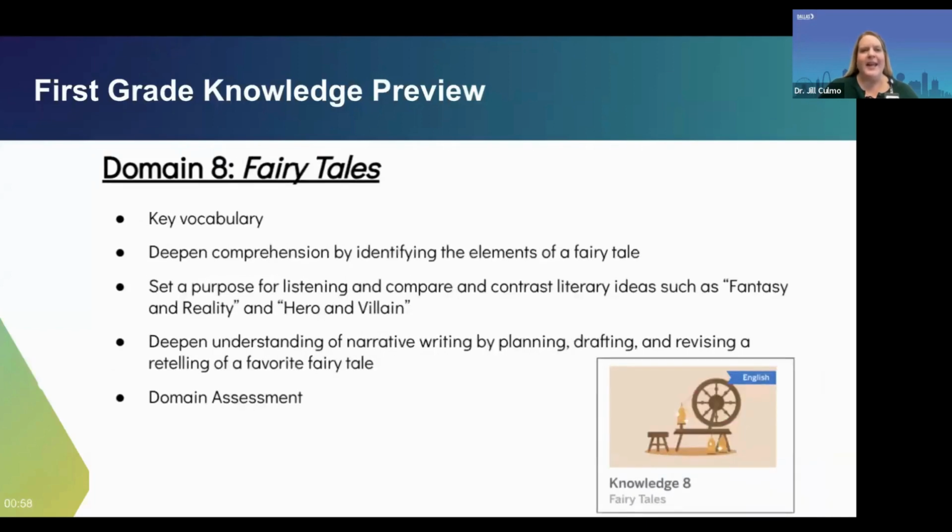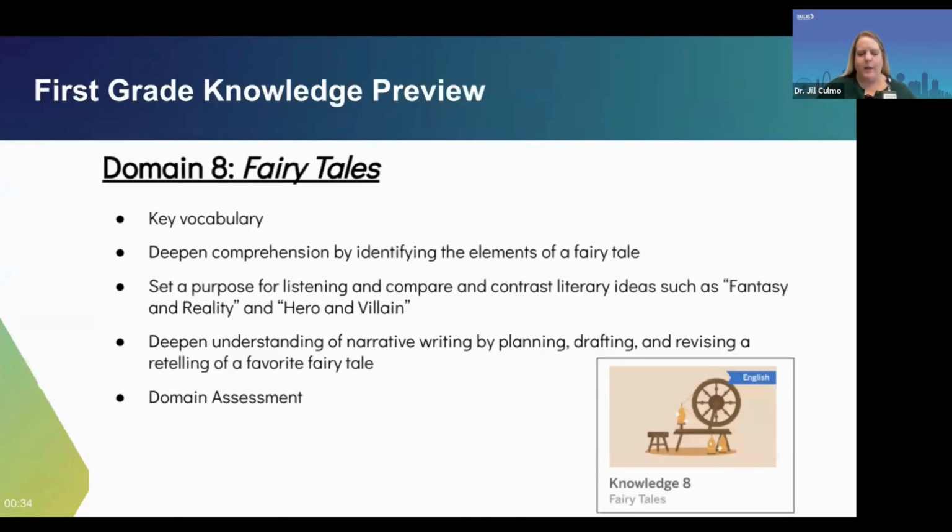Finally, Domain 8, Fairy Tales. First grade students will be introduced to fairy tales that have been favorites for generations, including Sleeping Beauty, Rumpelstiltskin, The Frog Prince, Hansel and Gretel, and Jack and the Beanstalk. Additionally, students will learn about the distinguishing elements of fairy tales, which make them a unique type of fiction.